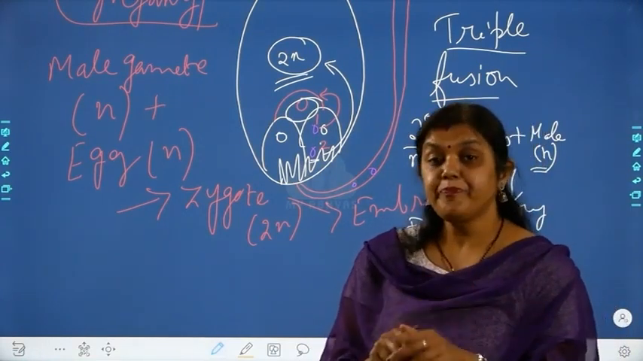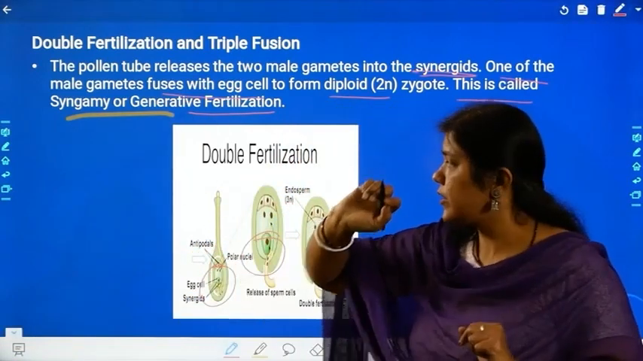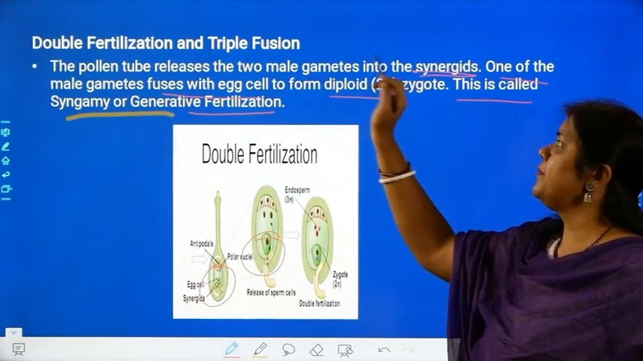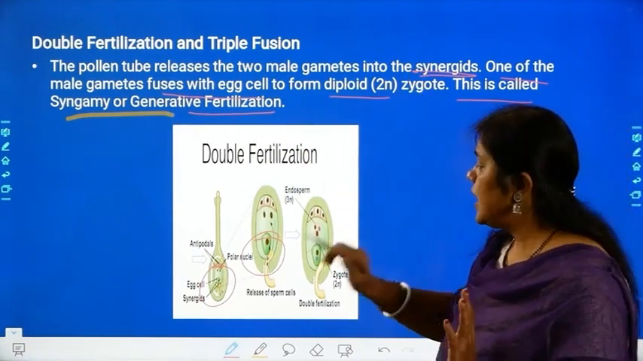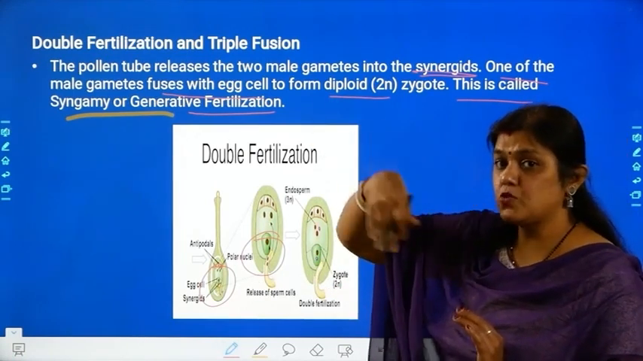I hope this is clear. Let us go back to the notes and our PPTs and see what exactly we are discussing. Let us read this. The pollen tube releases the 2 male gametes into the synergids. The synergid will now guide the cells to go to the upper part, towards the egg.